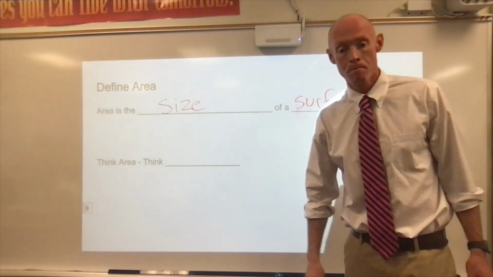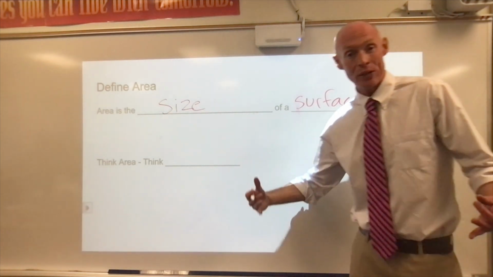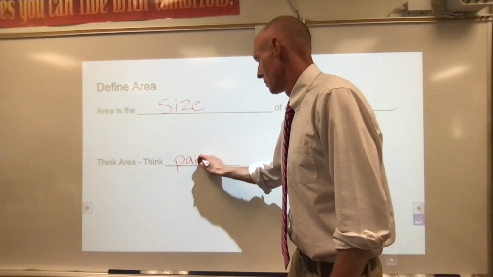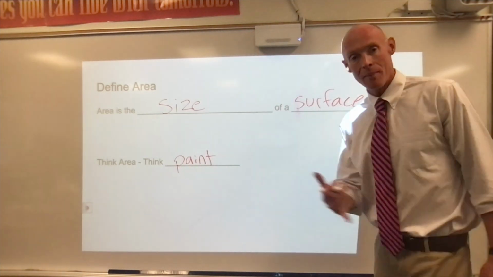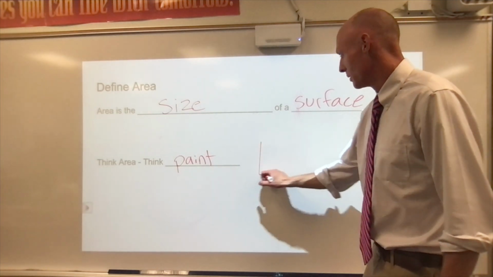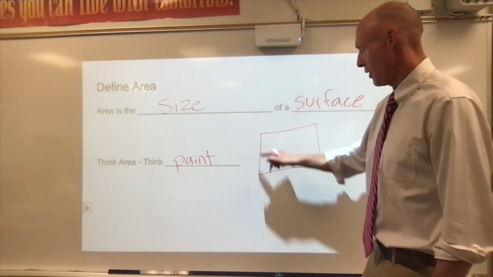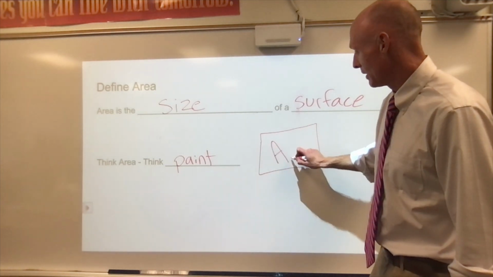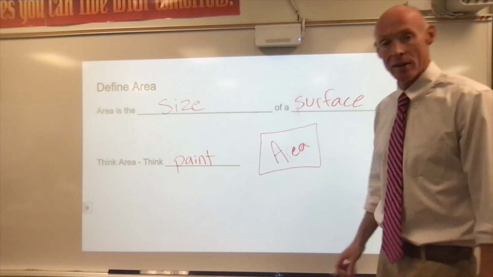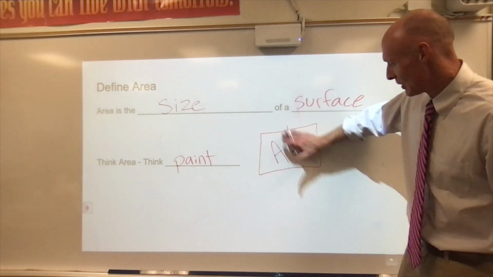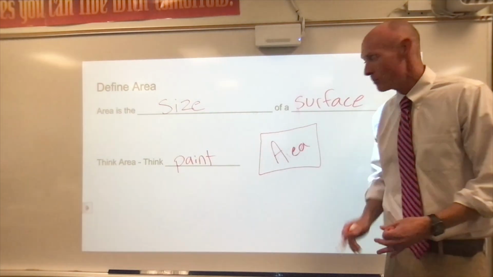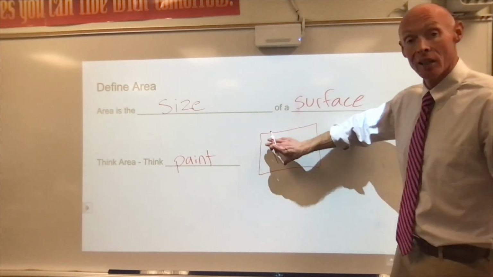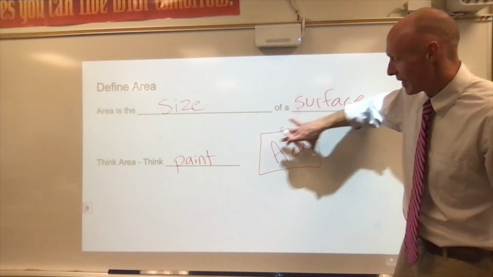Okay. When you think area, I want you to think paint. Here's what I mean by that. So let's pretend you have a wall. Perimeter is the outside, but this inside is the area. So you would paint the area of it. So perimeter is the outside. Think of a fence. Now today we're going to look at area. Area is that part that's on the inside.